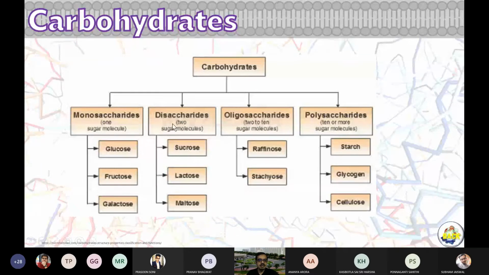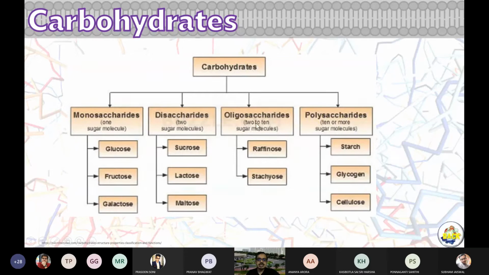When I say disaccharide, meaning two sugar molecules, when you hydrolyze them, you get two sugar molecules. Monosaccharides, you cannot hydrolyze them further. They are already one sugar molecule. If you treat them harshly, they become carbon or maybe smaller molecules.